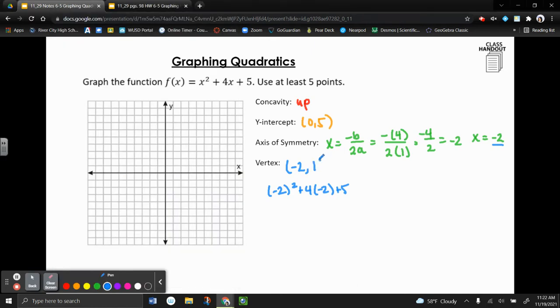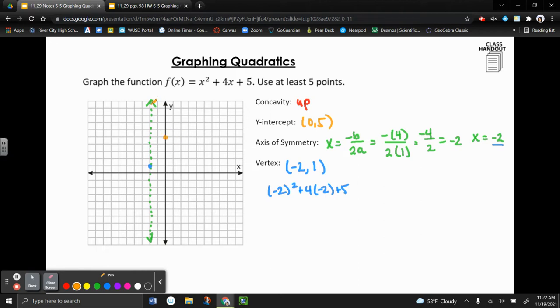All right, so now let's just plot these points so we can get a general idea of what it looks like. So I'm going to plot my vertex first, so (negative 2, 1). Okay, then I'm going to plot my axis of symmetry. So we know the axis of symmetry cuts the parabola in half. And I'm going to go ahead and plot my y-intercept, which is (0, 5).